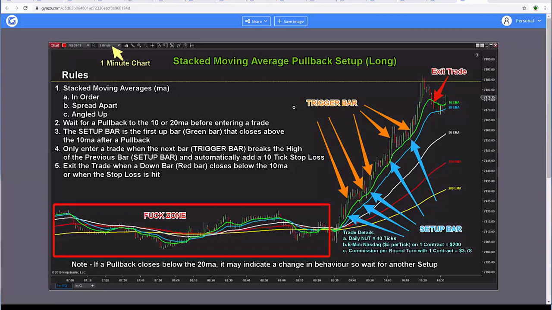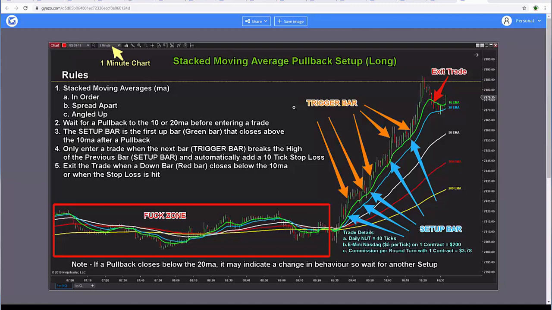So that's 40 increments in movement. If you take the example of the E-mini NASDAQ, that is $5 per tick. So what we're looking for in one contract in NASDAQ is $200 profit. So that's our nut. That's our goal, and that's our expectation. With regards to the brokerage that you're on, you're looking for a round turn commission on that trade of $3.78, basically in and out of the trade on one contract. But also, what you have to remember is we are working on the 1 minute chart.